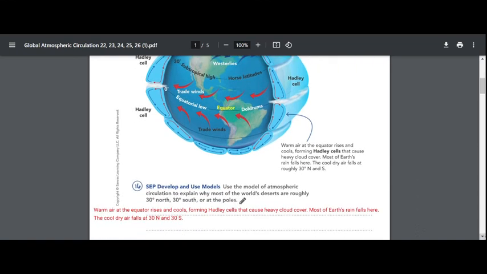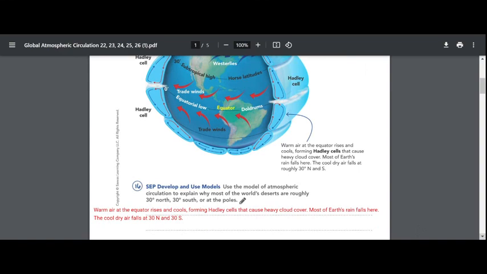So then for question 16, it says use the model of atmospheric circulation to explain why most of the world's deserts are roughly 30 degrees north, 30 degrees south, or at the poles.